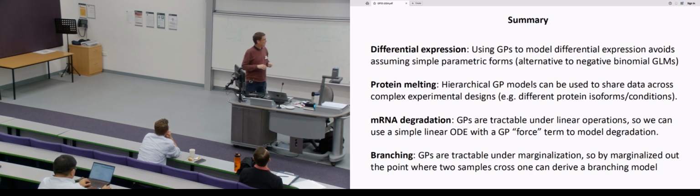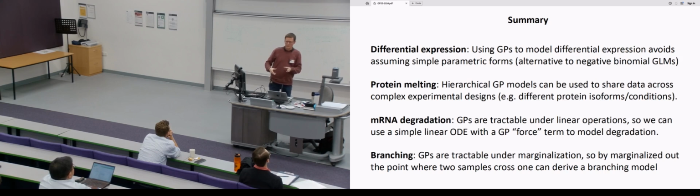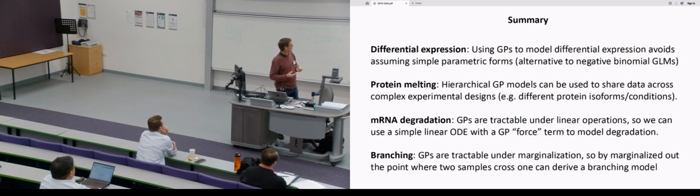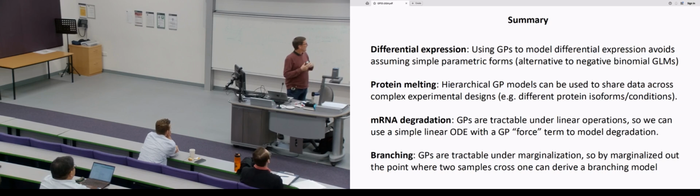Degradation was a really simple example of this thing called a latent force model, where you have a simple linear differential equation, and you can use that within a kind of GP framework to infer your differential equation parameters. And then branching is nice for GPs because you have to integrate out the point where these two GP functions cross, and you can do it analytically with a Gaussian process. So that's why that's nice. But scalability in those single cell branching models is a massive problem that we haven't really solved.